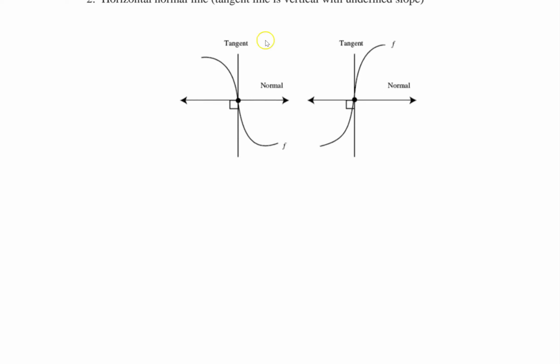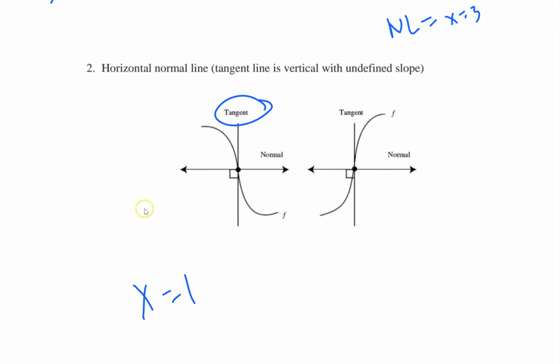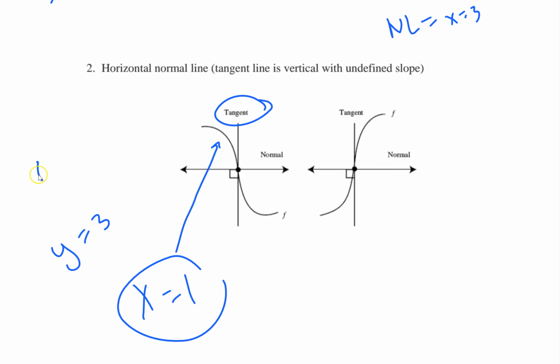Let's say when you did that, it didn't work out, and you just got x equals 1. Well, how do you find out what the normal line is? Because you can't do the negative reciprocal, the slope's undefined. Well, the same idea. If you have your x value, plug it into the equation to get your y value, and let's say the y value is like 3. Well, the normal is going to be the y value.